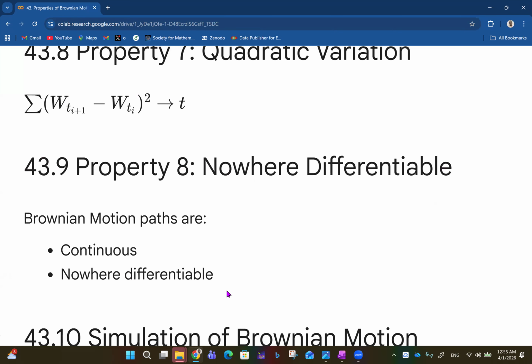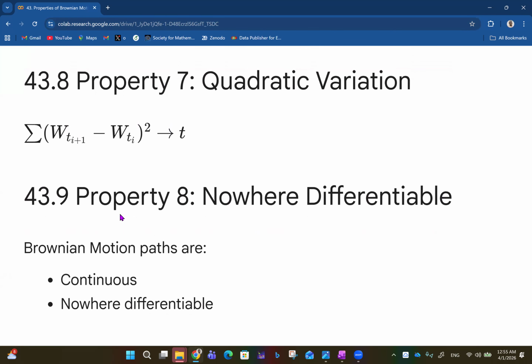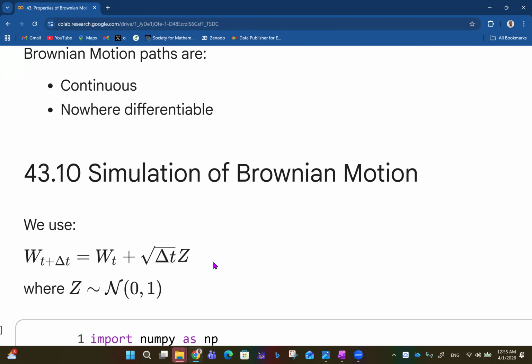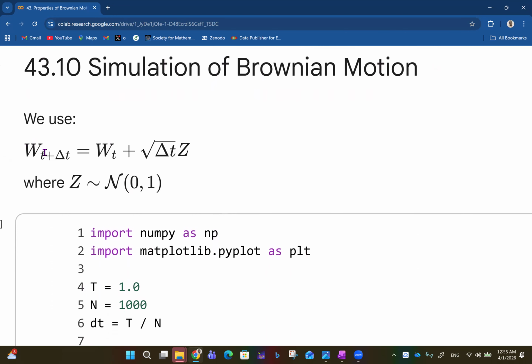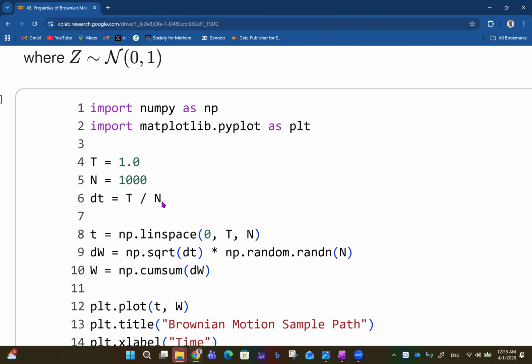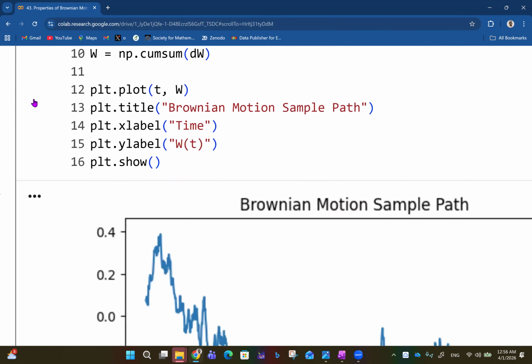That's the quadratic variation. And then we have property 8, which is nowhere differentiability. Brownian motion paths are continuous and they are nowhere differentiable. And then we can simulate. We have simulation of Brownian motion where we use the fact that W(t + delta t) is equal to W(t) plus the square root of delta t multiplied by Z, where Z is normally distributed with mean 0 and variance 1. So then we can also do the simulation as we run this.